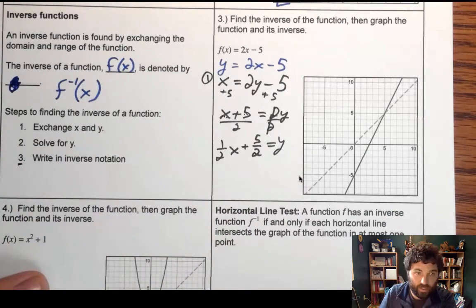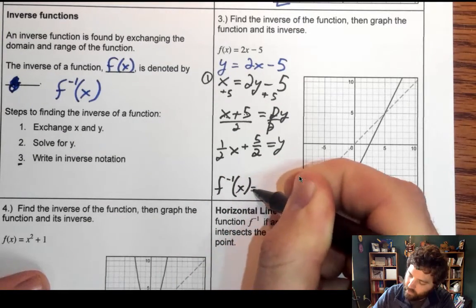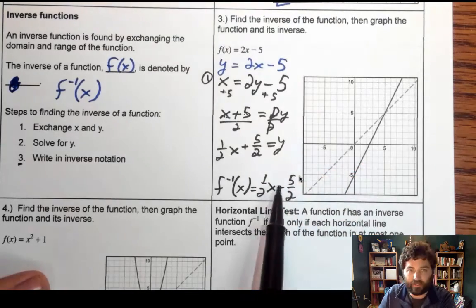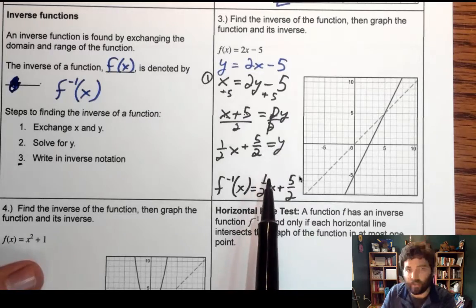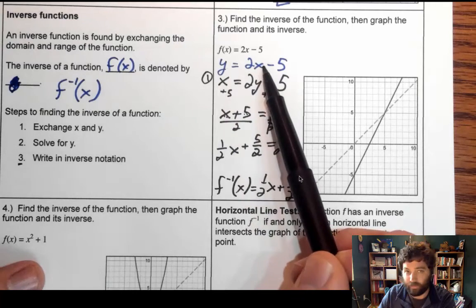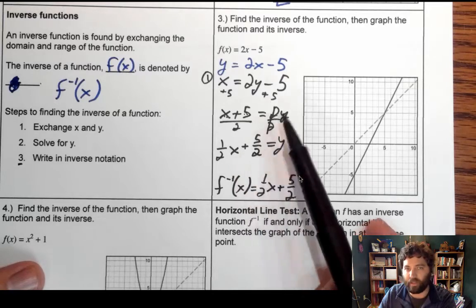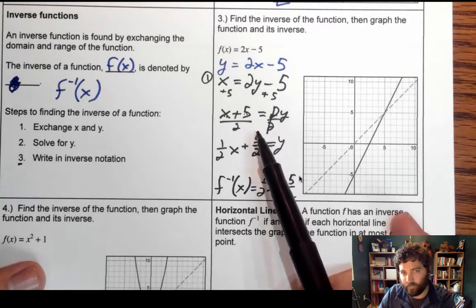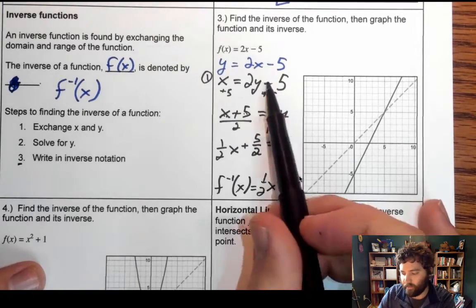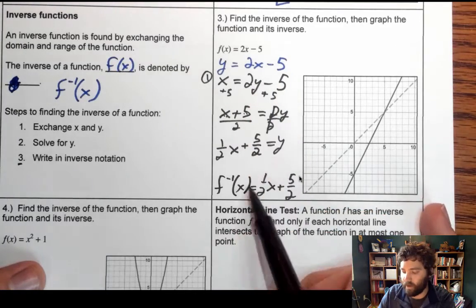Okay, and so that's what the inverse looks like. Last step though, step 3, is we've got to write this in inverse notation. So finally, we'll just write the inverse of f of x is equal to 1/2 x plus 5 over 2. Now, we do this last step because you can't define y in two places in the same problem. So if I say y is equal to 2x minus 5, and then later on I say y is equal to this, that can't be true, at least in the context of the specific problem. They can't both be equal to two different things. We're just using this as a tool to figure out what the inverse is.